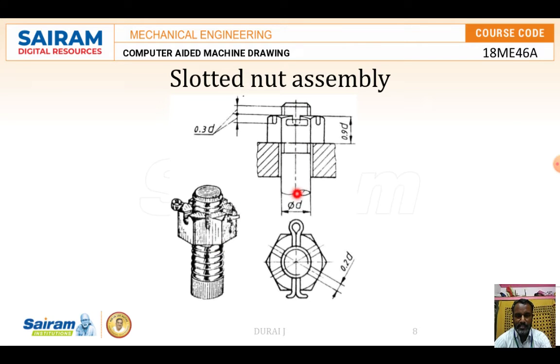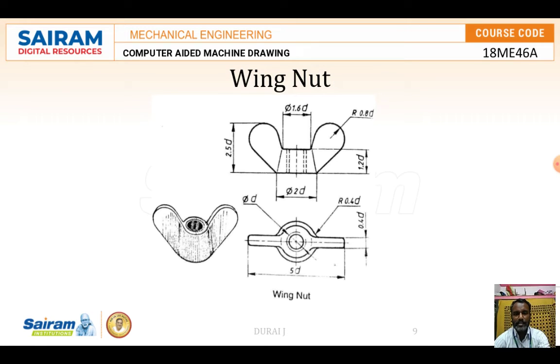We are going to construct these things. So here also you have to remember and calculate these values. Suppose it is given that the diameter is 20 mm, then this is 0.9 into 20, this is 0.3 into 20, and here 0.2 into 20. So like this we have to construct.